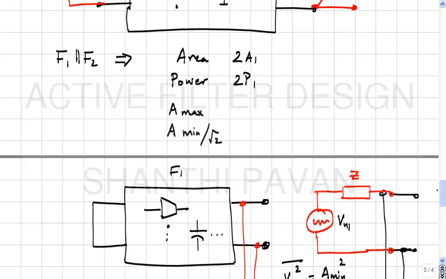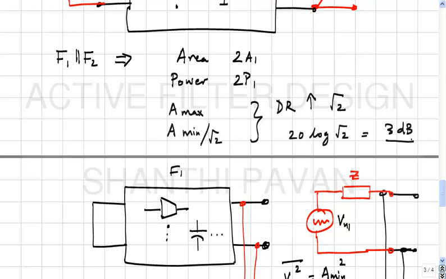So we see that the maximum amplitude is the same. This everybody understands. The minimum amplitude, when I parallel these two filters, has gone down by a factor of √2. Therefore, the dynamic range has gone up by √2. In dB, how much is this? It's 20 log, I'm sorry, 20 log √2, which is 10 log 2, which is 3 dB.